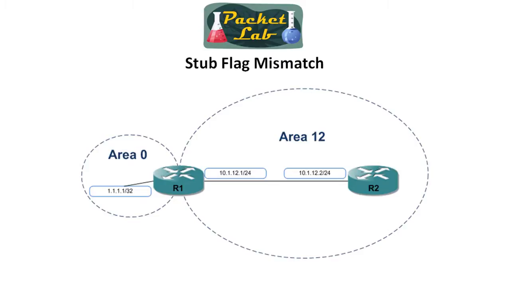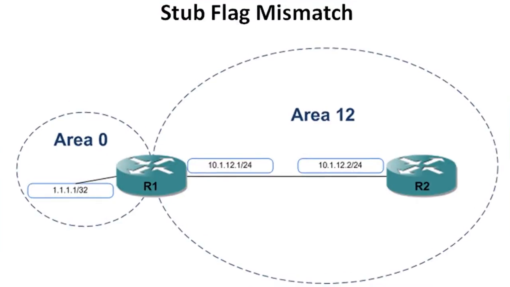Anywho, I'm rambling. What we're looking at here is two devices, and R1 is going to be an ABR, or an area border router, and we know this because it has interfaces in area 0 and area 12. What we're going to do here is make R2 a stub. Basically, this connection between R1 and R2 we're going to set up as a stub.